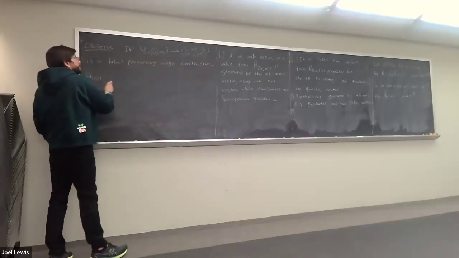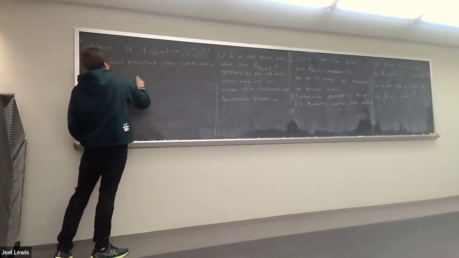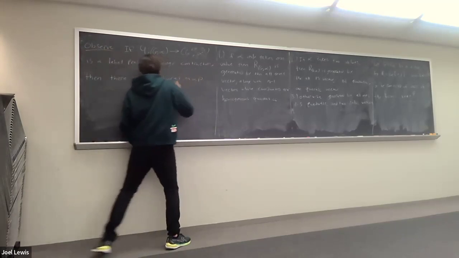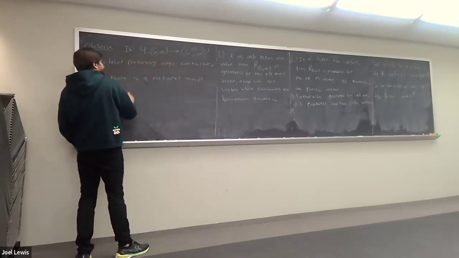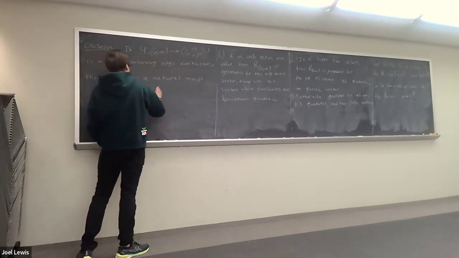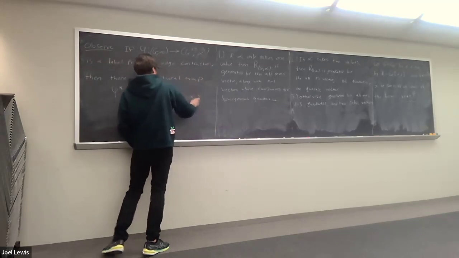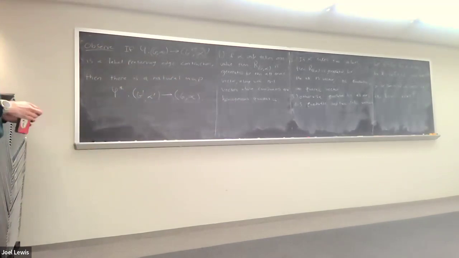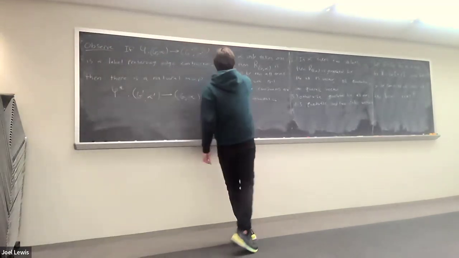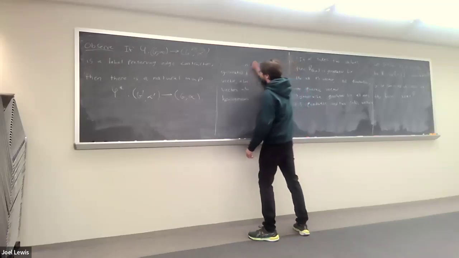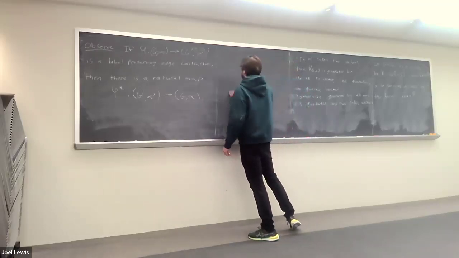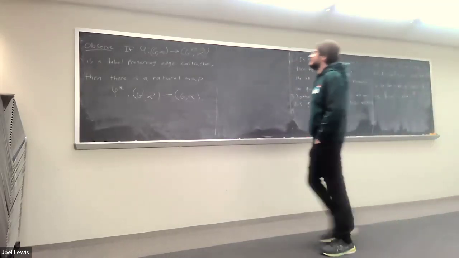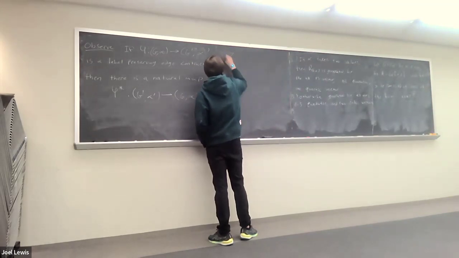then there is a natural map phi star from alpha prime to alpha. Notice the contravariance here: it's going in the opposite direction of the edge contraction. And now I'm going to draw you a picture, hopefully, that preempts any questions. So let's look at an example. Let's bring this one back.